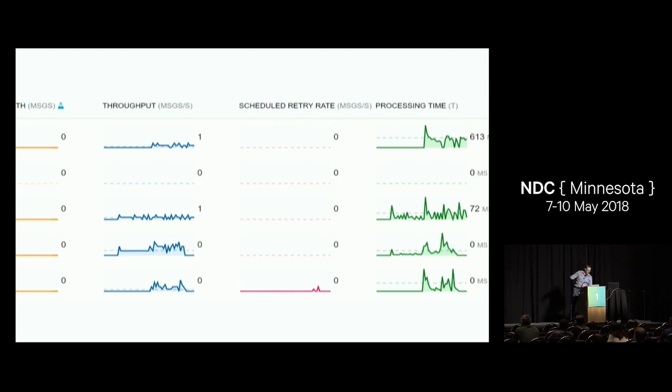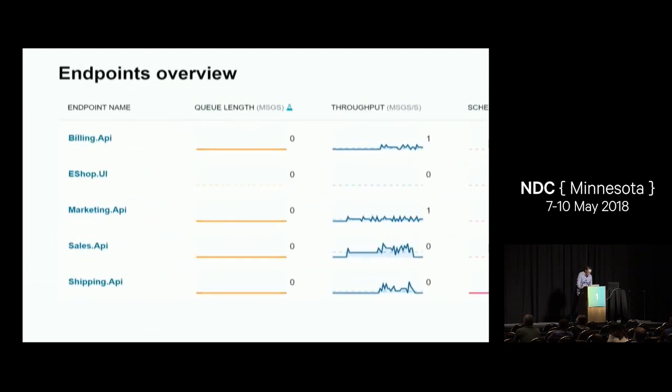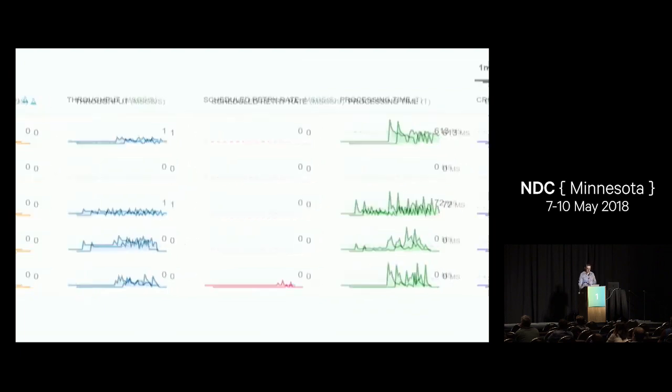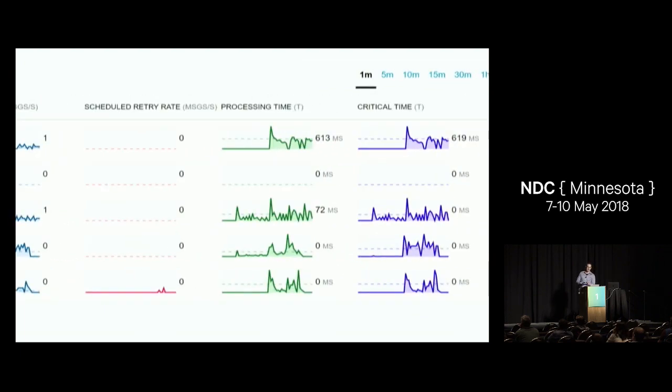Right there, you saw that there was a blip at the bottom that was in our shipping API, where potentially, because there was a database deadlock or something like that, that is what resulted in the system getting slower. We also track the processing time and this thing called critical time.